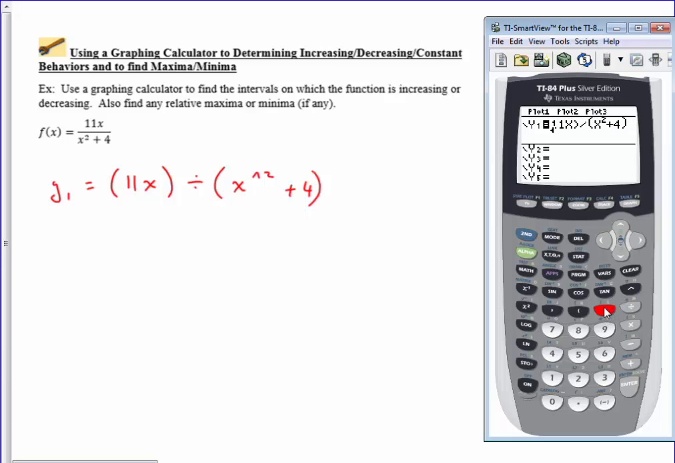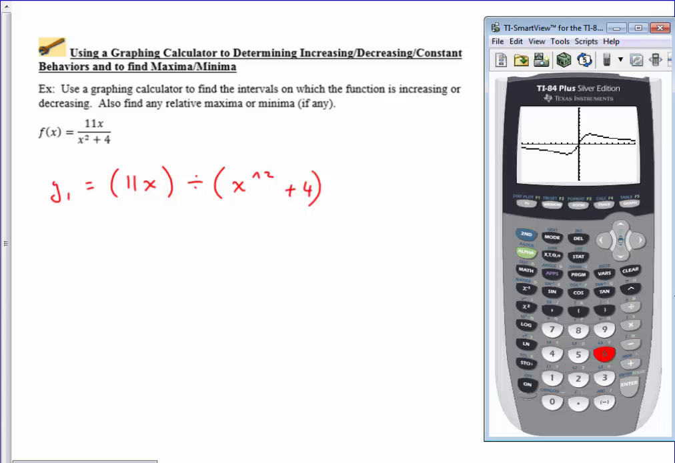In this example, we really don't know what kind of window to use. So what I will do is zoom, and then standard, to see if the function fits in a 10 by 10 window. If it doesn't, I should at least get some idea of if I need to make my window bigger or smaller for the function to fit. So do zoom standard, and then this looks like a good window for this particular graph.